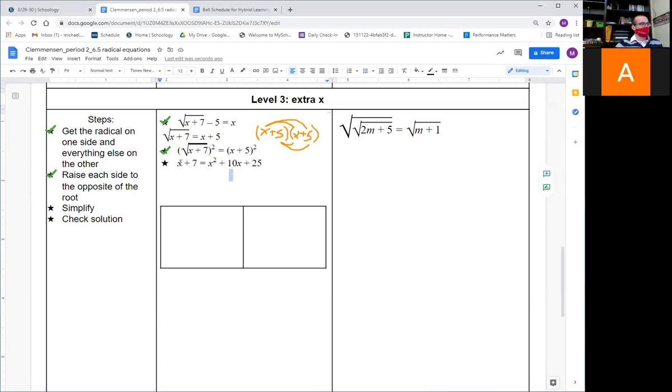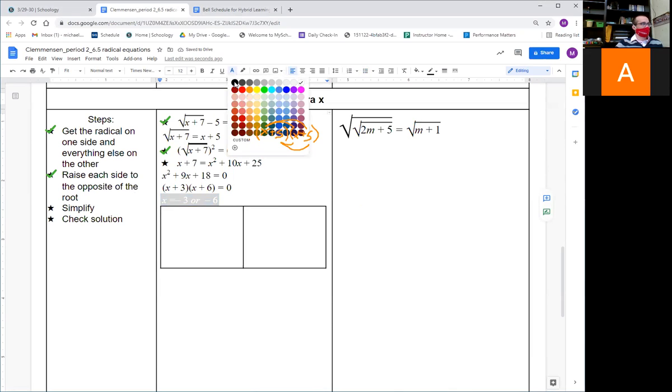All right. To simplify, I need to move everything over to one side. So I subtract my x, subtract my 7. Get x squared plus 9x plus 18 equals 0. Rewrite this as x plus 3 times x plus 6 equals 0. And then finally, x equals -3 or -6. My answer. Before we do our check and see if our answers are correct or not, does anybody have any questions?